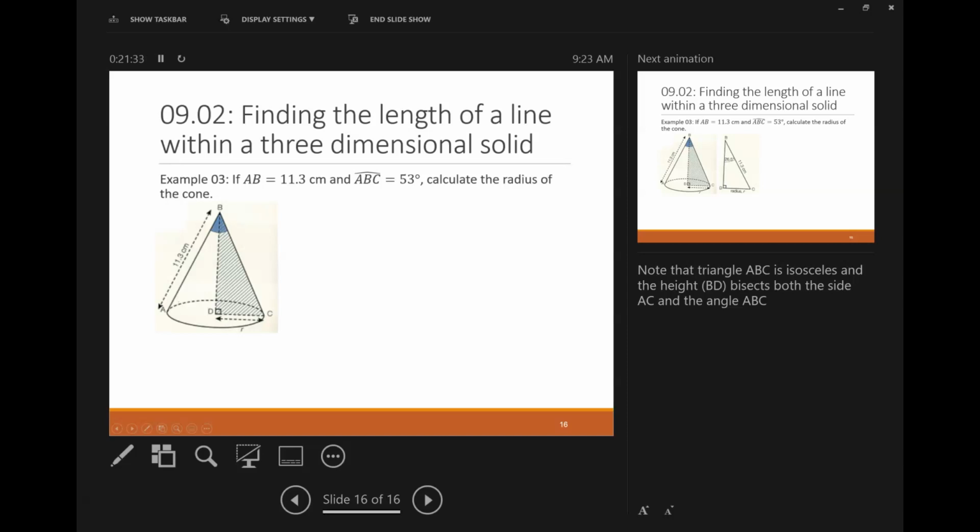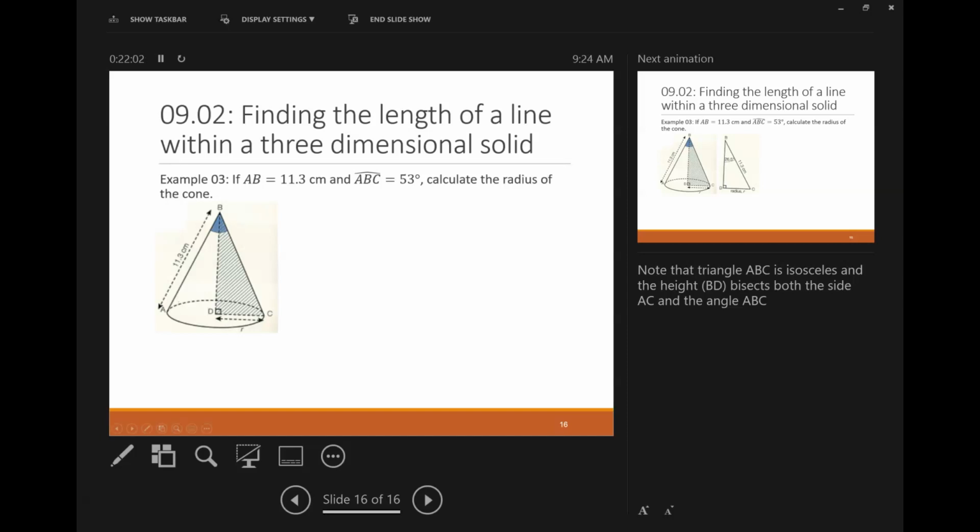BC is 11.3. It's got to be the same as AB, right? Good. And do we know anything about BD? No, right? We don't have enough information to find anything out about BD. So what are we going to use for our other piece of information that we need in this triangle? We're going to use the angle ABC.